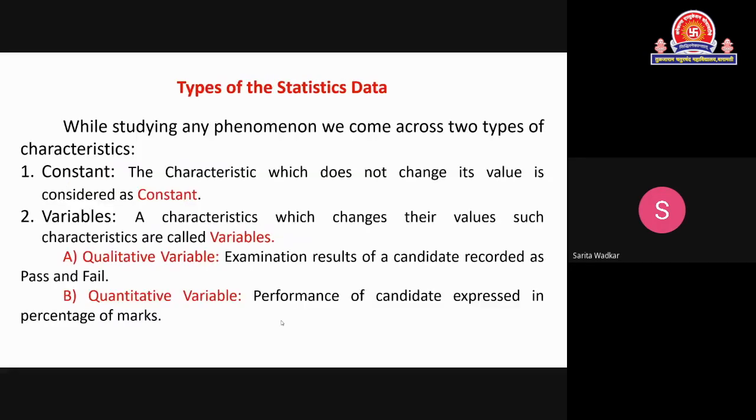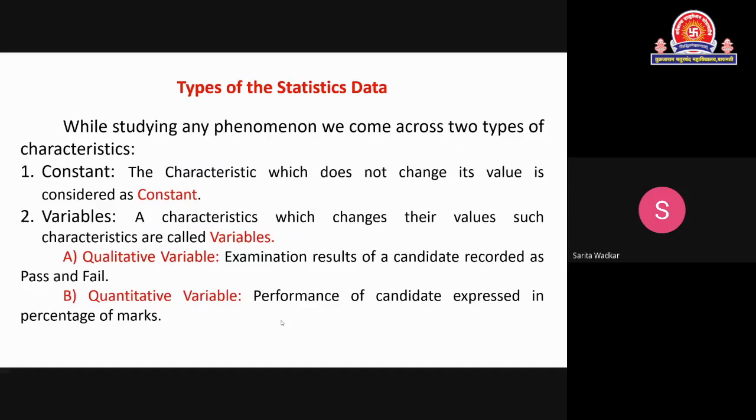So here the definitions are given. Types of statistical data: constant, that I have told you. The characteristic which does not change its value is considered a constant. Variables are characteristics which change their values. Then next, coming to qualitative variable and quantitative variable. As I told you, a qualitative variable shows some quality. Here the example is the examination result of a candidate recorded as pass or fail. Here we can't say that he is 20% pass or 20% fail. Here the results are pass or fail.